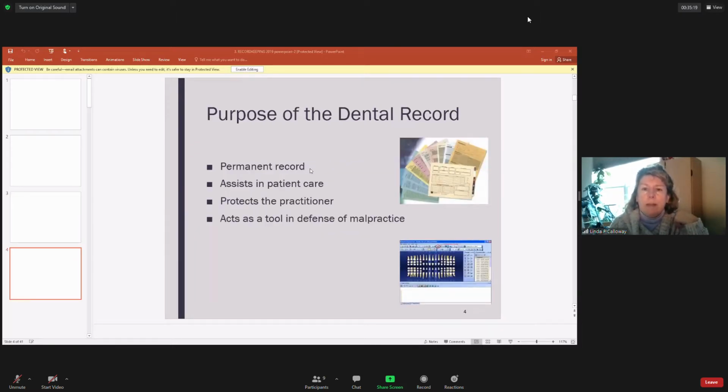The purpose of the dental record is a permanent record. It's there forever, whether it's a paper one or a computerized one. It assists in patient care. It protects the practitioner in a legal suit. It acts as a tool in defense of malpractice, right?